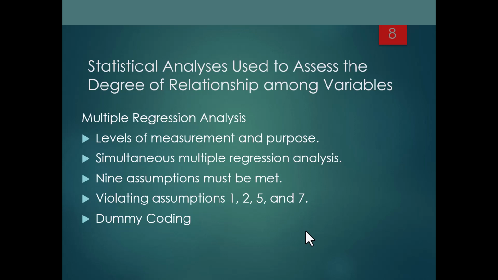Okay, so if your independent variable is measured at any level, and then your dependent variable is measured at the interval or ratio level, you can run a multiple regression. Now, if your independent variable is at the interval level, however, your dependent variable is at the nominal level, then no, you cannot run a multiple regression. Okay.